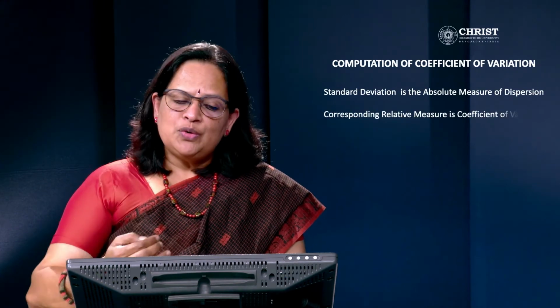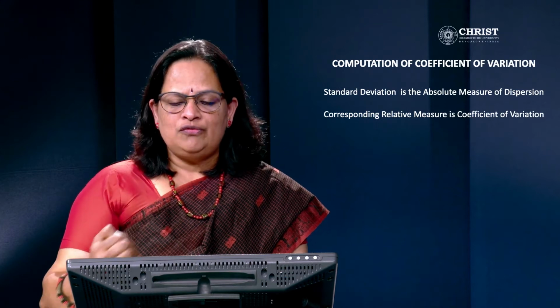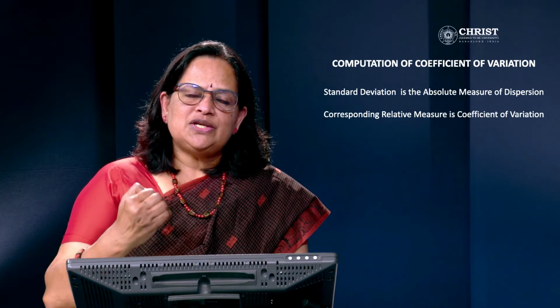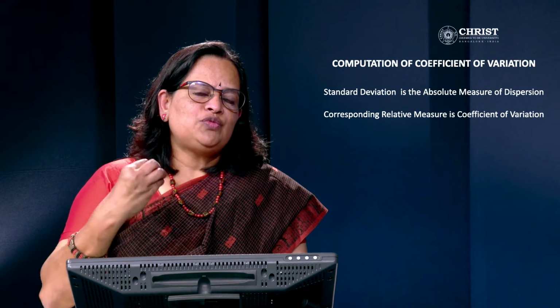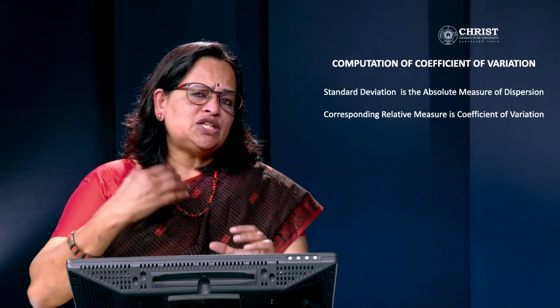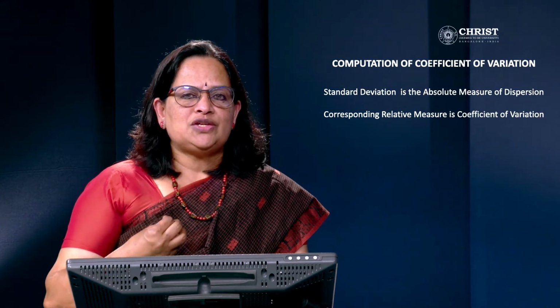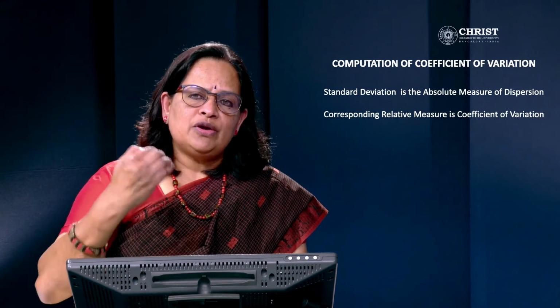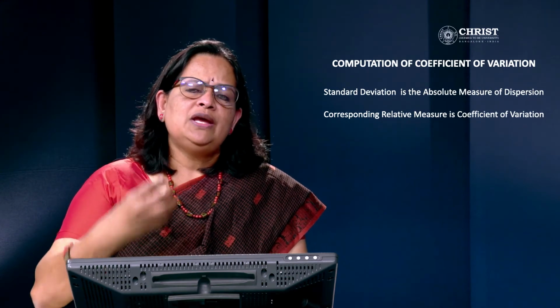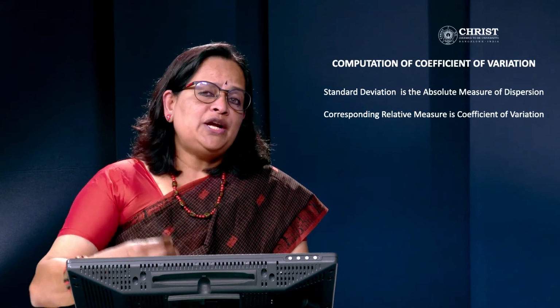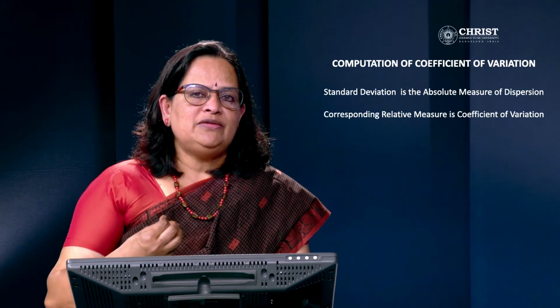So standard deviation is the absolute measure of dispersion. The corresponding relative measure is the coefficient of variation. Standard deviation is the best average for measuring the variation because it satisfies all the requirements for a good measure of variation. So the relative measure is the coefficient of variation, and this also will have the advantages related to standard deviation.